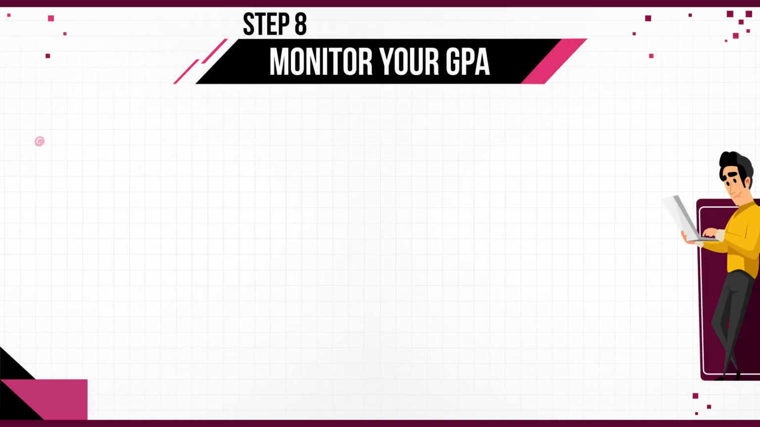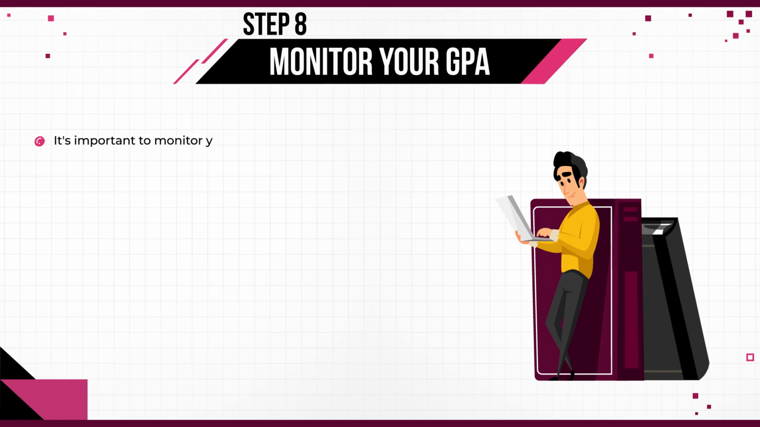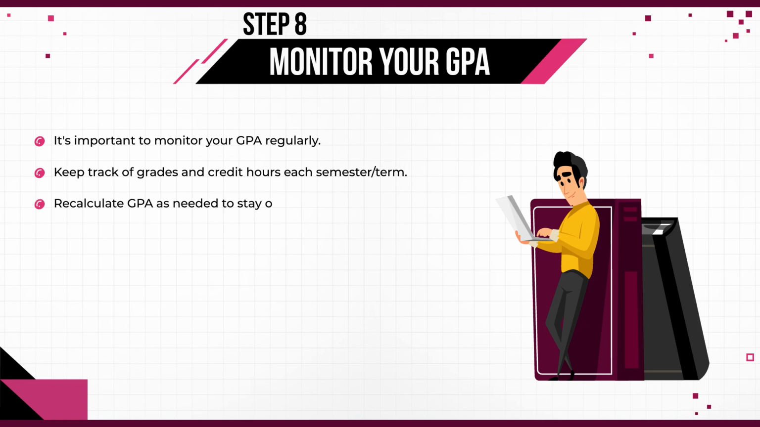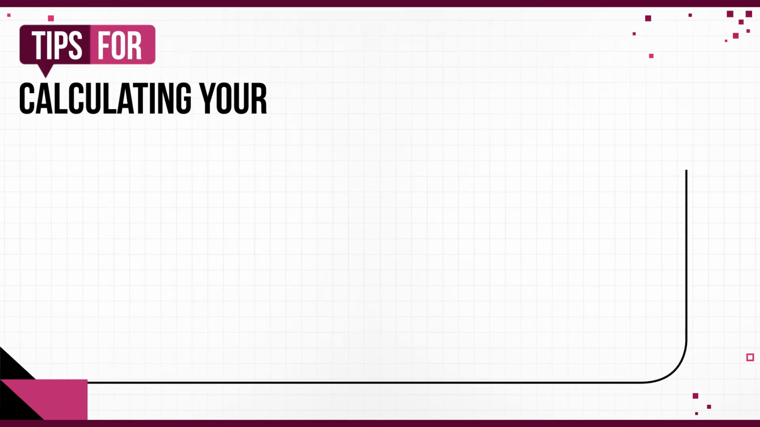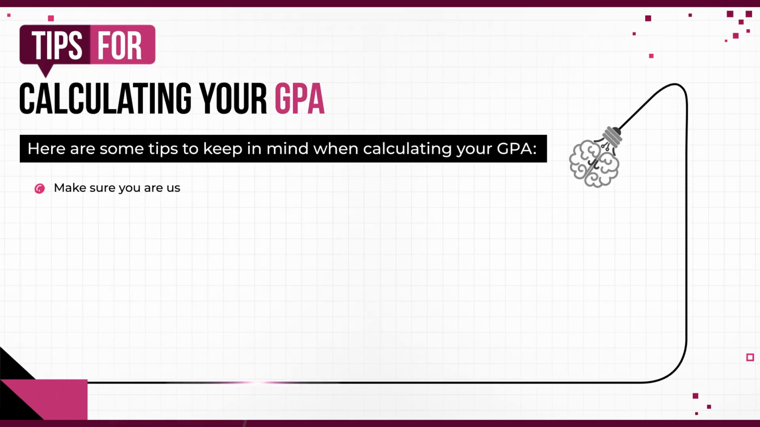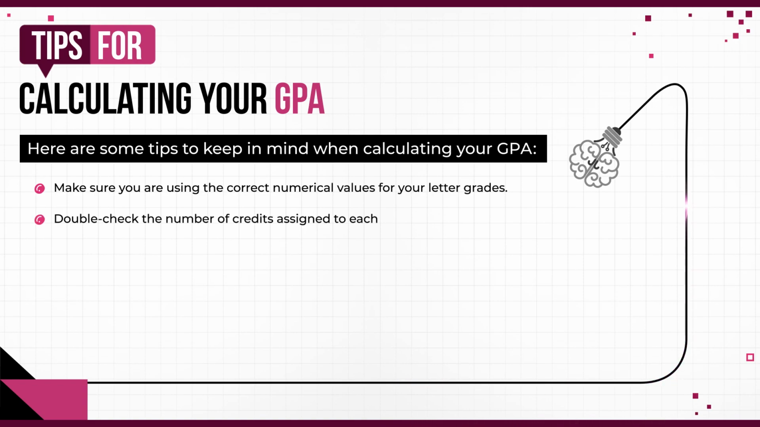Once you have calculated your GPA, it's important to monitor it regularly. Keep track of your grades and credit hours each semester or term and recalculate your GPA as needed. This will help you stay on top of your academic progress and make any necessary adjustments to your study habits. Calculating your GPA can help you monitor your academic progress and establish future goals. Follow these steps to easily calculate and track your GPA.